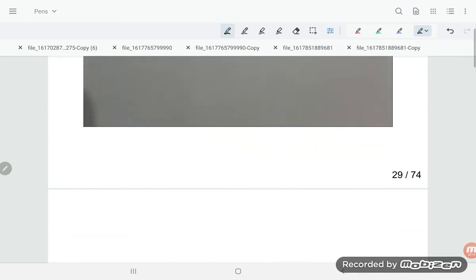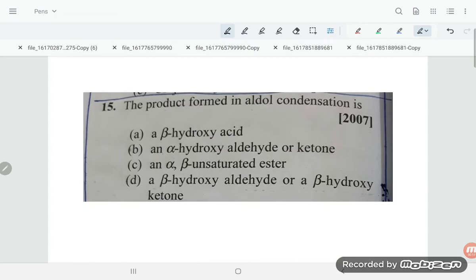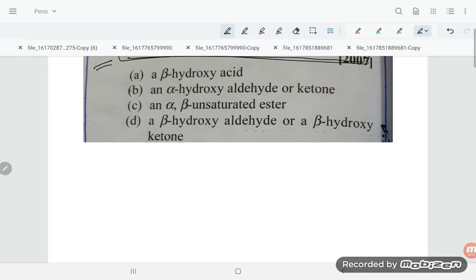Let us move on to the next question. What is question number 15? The product formed in aldol condensation. Okay, they are asking what is the product formed in aldol condensation. So let us try to understand what is aldol condensation, student.